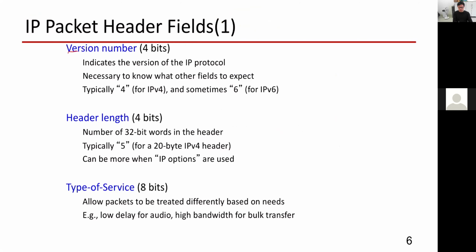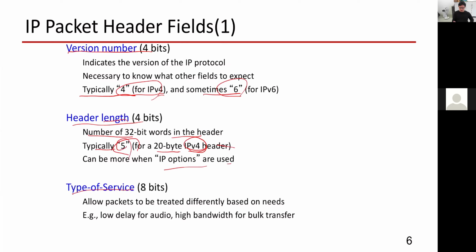Version information: what version is this, IPv4 or IPv6? We have been using IPv4 a long time ago, and we're still using it. And there is IPv6. Why? IPv4 is so limited. We're going to talk about this deeply in today's lecture. And header length: the number of 32-bit words in the header, typically 5, which is 20 bytes for the IPv4 header. It can be more when IP options are used. So header length: how long is my header?